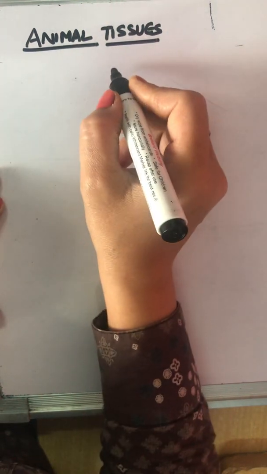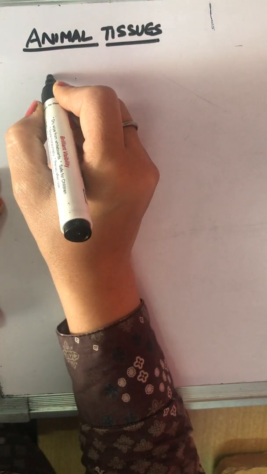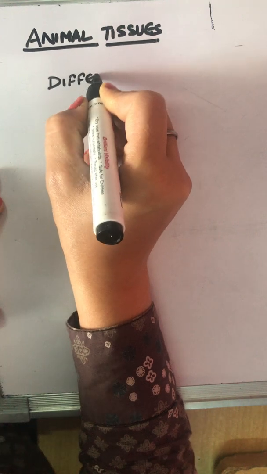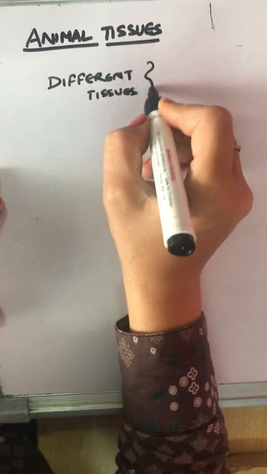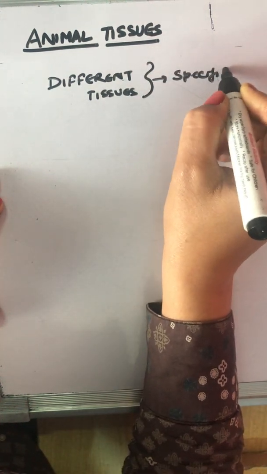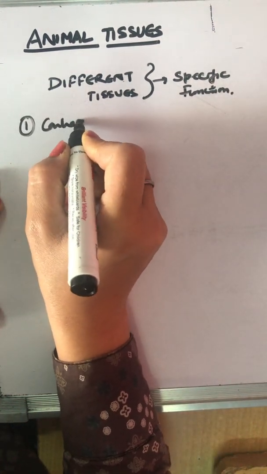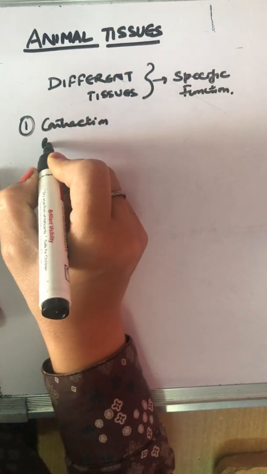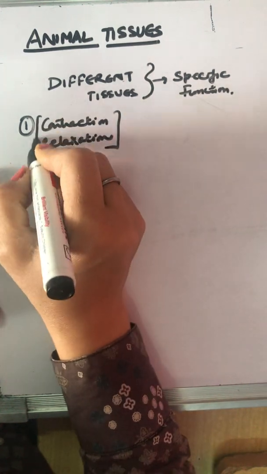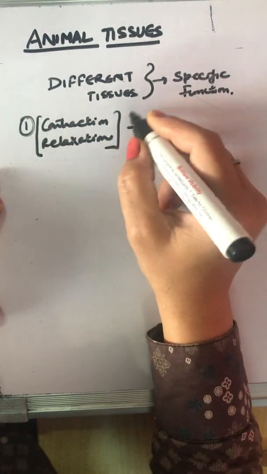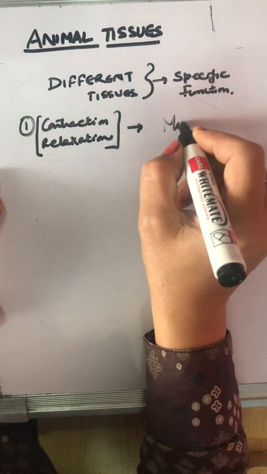Today's topic, animal tissues. When we talk about animal tissues, like plants, the body of animals is also made up of different tissues which perform specific functions. Take the example of contraction as well as relaxation of muscle cells, which results in the movement of our body parts. That is muscular tissue.